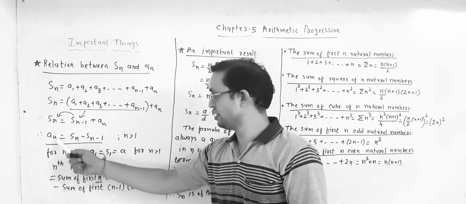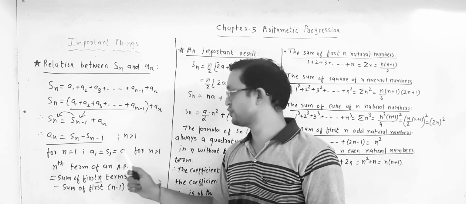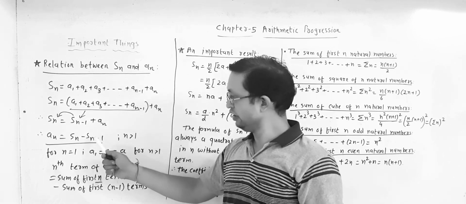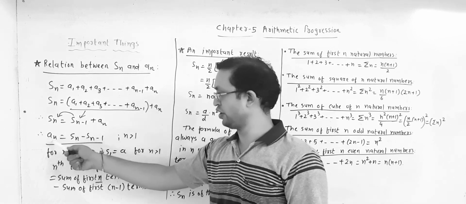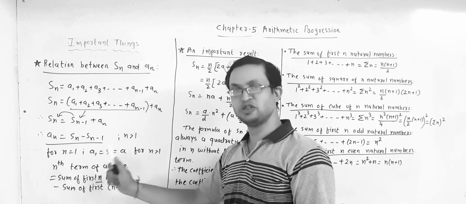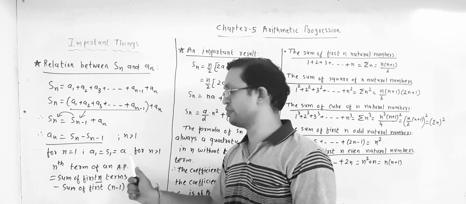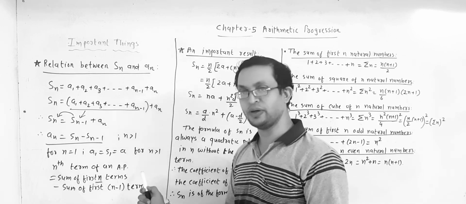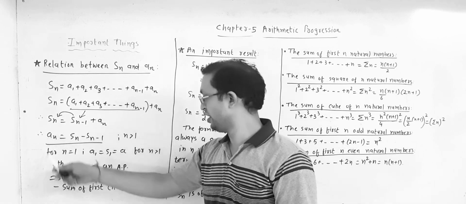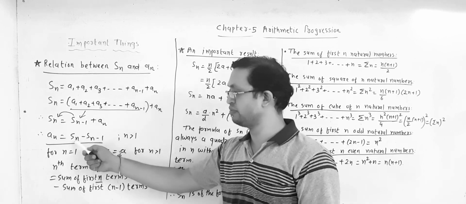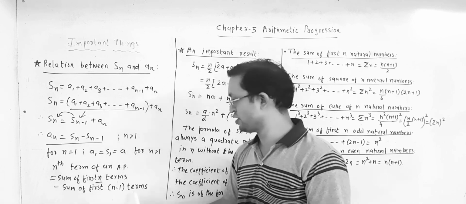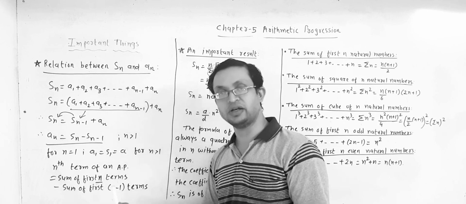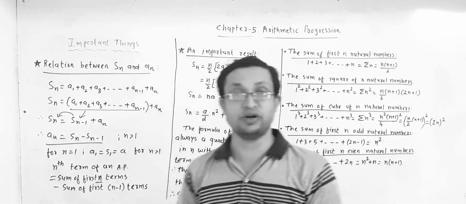Second, for n equal to 1, A1 is equal to S1, which is A, the first term, since n minus 1 gives no terms. A1 means the first term, and S1 also means the first term. So the nth term of an AP is equal to the sum of the first n terms minus the sum of the first n minus 1 terms.